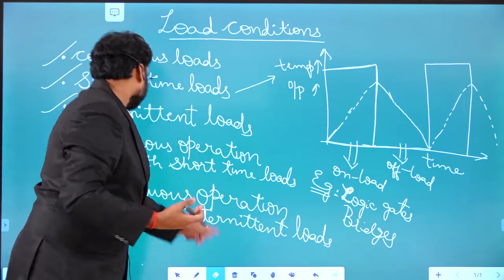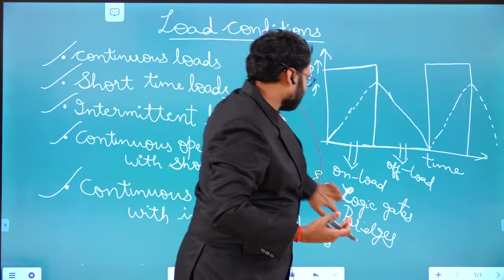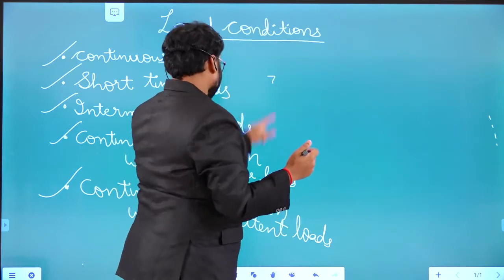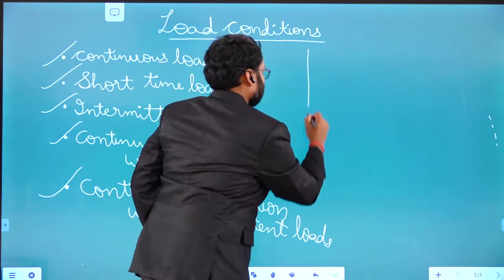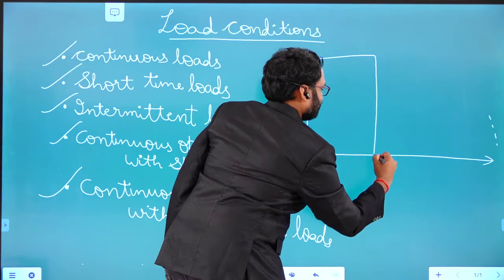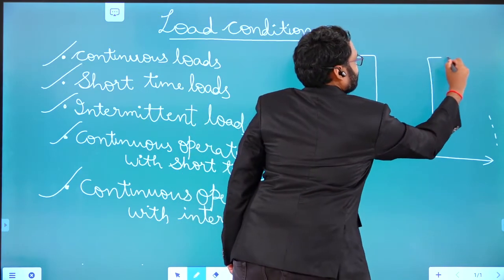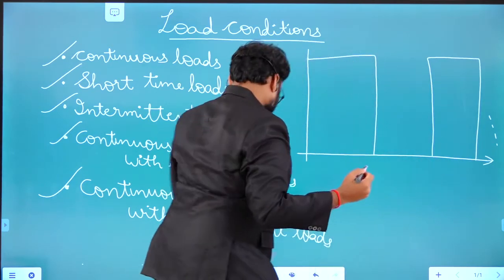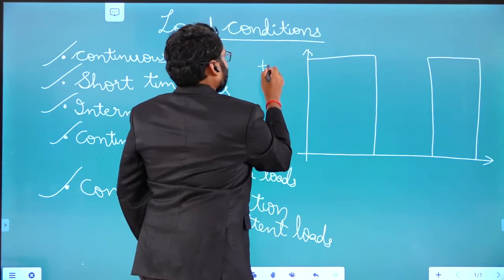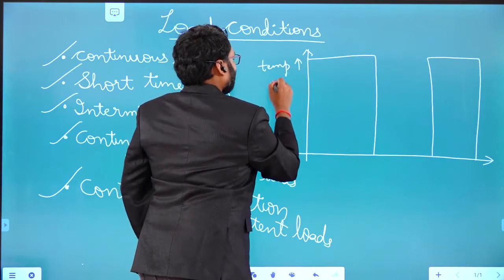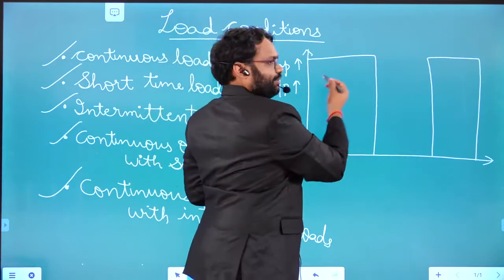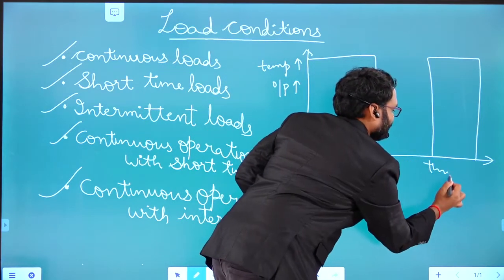Next we will see intermittent loads. In the intermittent loads, suppose for example, here again I am taking temperature and output, that is load torque. The dark line is the output and the dotted line will be the temperature with respect to time.